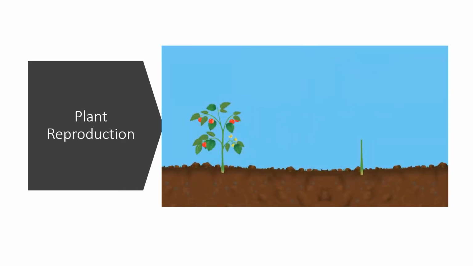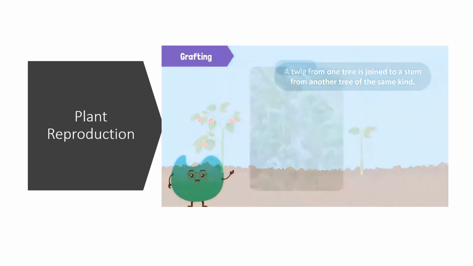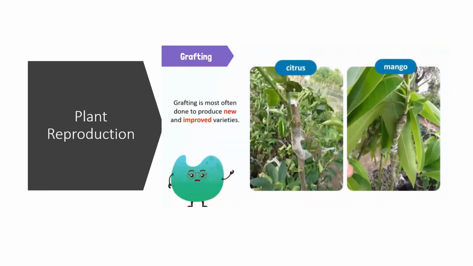The most interesting type of vegetative reproduction is grafting. In grafting, a twig from one tree is joined to a stem from another tree of the same kind. Grafting is most often done with fruit trees like citrus and mango trees to produce new and improved varieties.